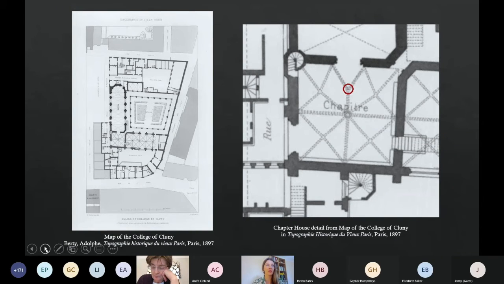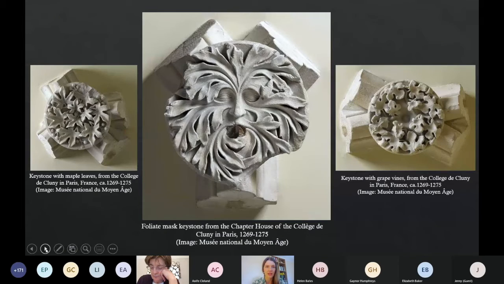So one Y-shaped and another two asymmetric yet bilateral. I'll see if I've got pictures. There we go. So you can see the foliate head is on a Y-shaped rib, and the two foliage keystones are on these asymmetric, almost cross-shaped vaults.